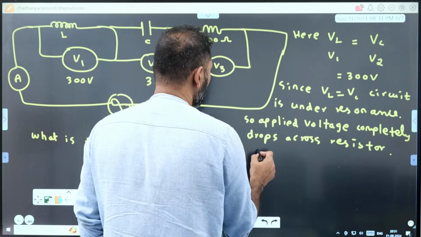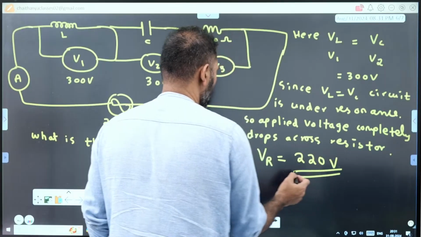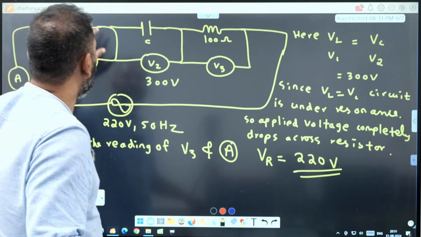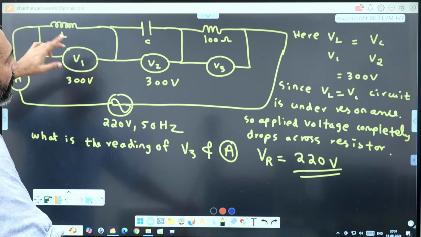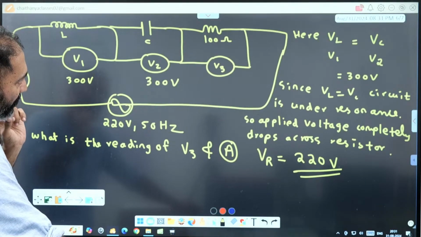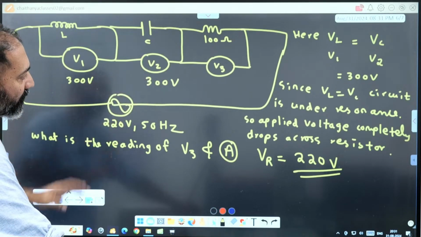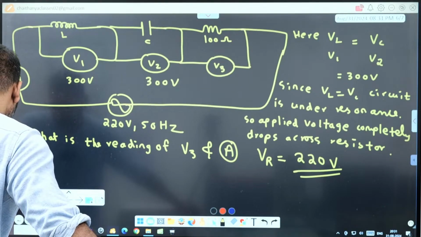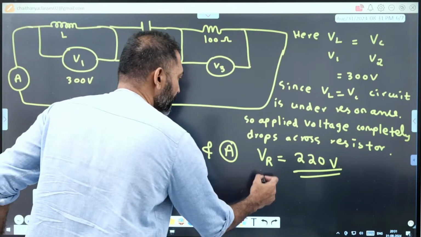So what is the voltage across resistor? 220 volt. Any doubt? Voltage across resistor is equal to 220 volt because inductor voltage is 300, capacitor voltage is 300. But since inductor and capacitor voltages are same, circuit is under resonance. If circuit is under resonance, voltage across inductor will be cancelled by voltage across capacitor and the applied voltage completely drops across resistor. So what is the voltage across resistor? 220 volt. I hope that data is clear. So voltage across resistor V3 equal to 220 volt.